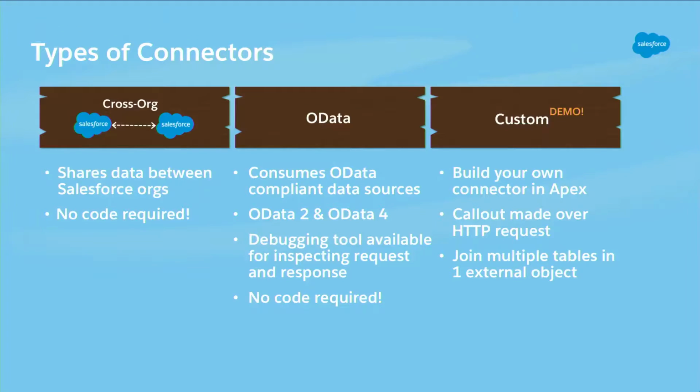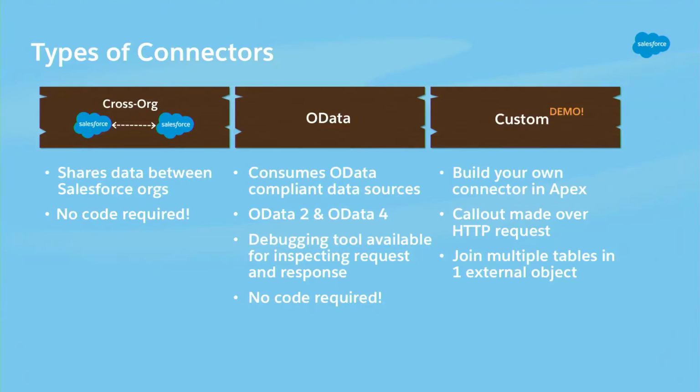You can build your own connector in Apex, and all callouts are made over an HTTP request, which we will get into later. And the really cool thing about custom connectors that is not heavily publicized is that you can join multiple tables into one external object.